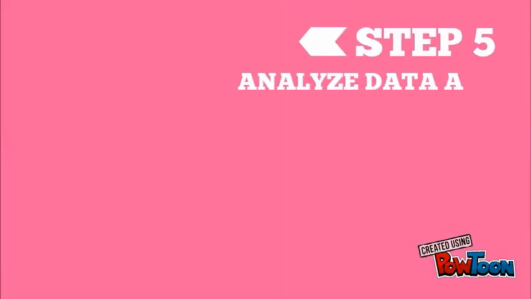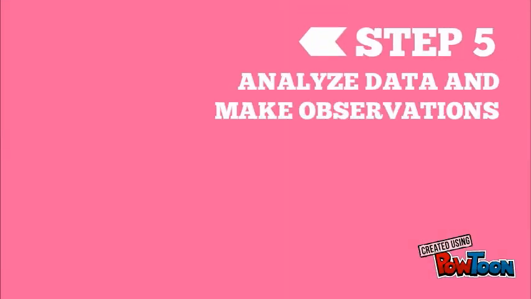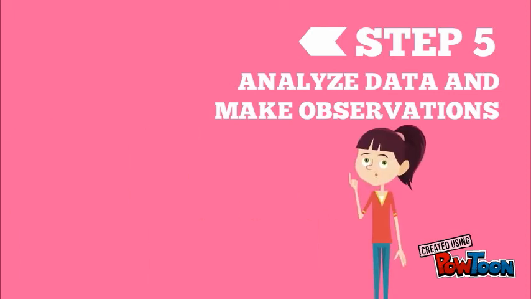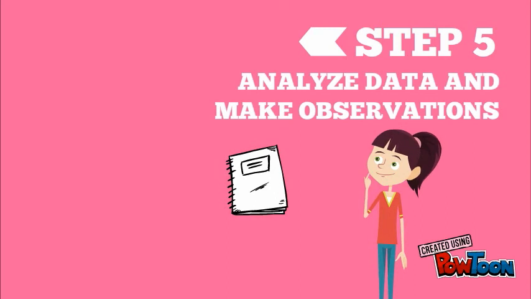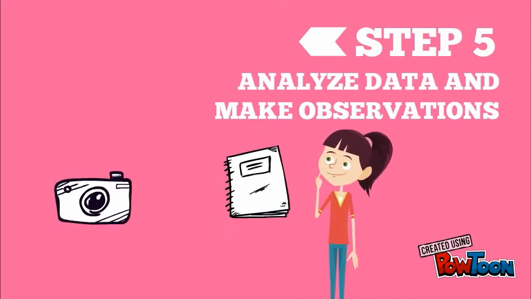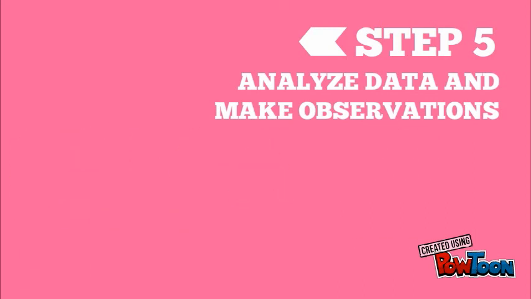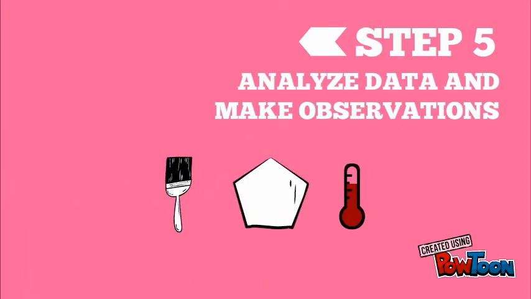Step 5 is to analyze your data and make observations. When experimenting, you want to make sure you're recording what happens. You can write it down, draw pictures, or even take pictures of what is happening. Analyze the details on what you're experimenting, such as color, shape, temperature, and weight.